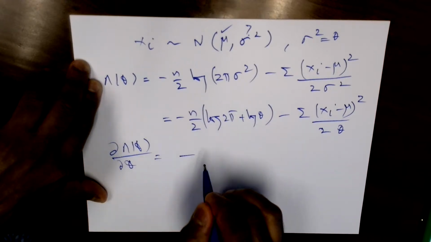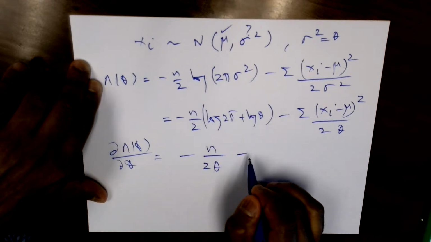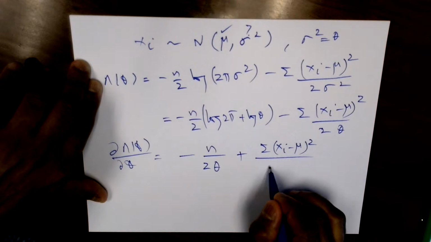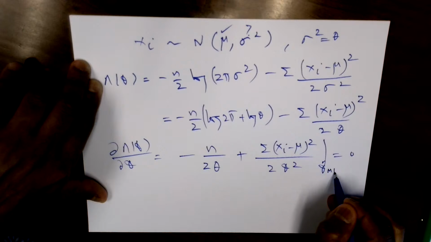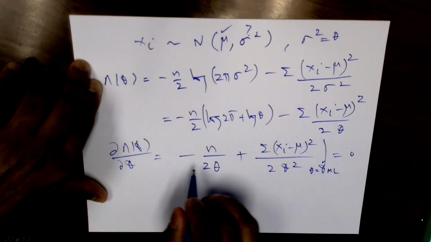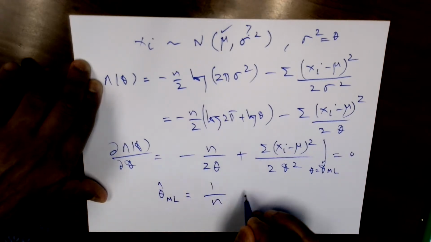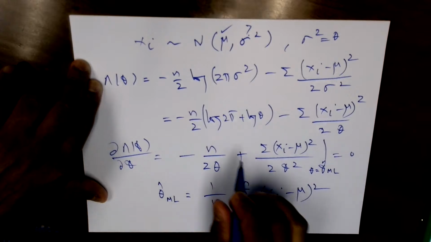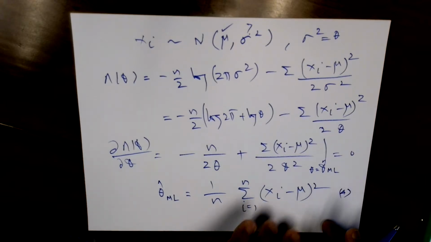So here you get minus n by 2 theta minus the sum over xi. This is a constant because the derivative is with respect to theta. So this becomes 2 theta squared equal to 0 at theta equal to theta hat ml. So take this term to the other side and solve for theta hat ml. That turns out to be 1 over n times the sum of xi minus mu, the whole square. Remember, I am considering the case where mu is known. If mu is unknown, then we have two parameters and we have to deal with that separately. So let's do simple things first.